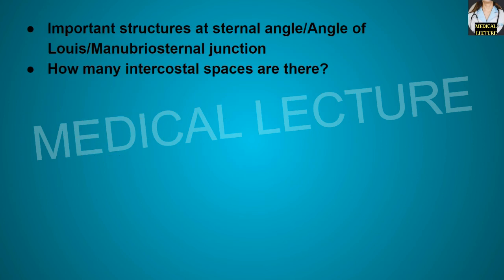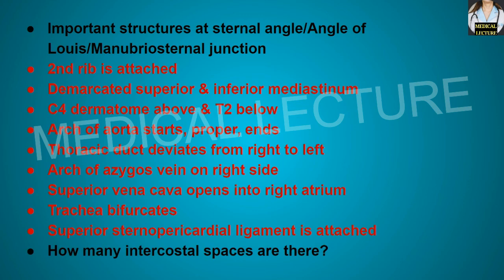Which important structures are present at the sternal angle or the angle of Louis or the manubriosternal junction? First of all, second rib is attached over here. Demarcates superior and the inferior mediastina. C4 dermatome above and T2 below is present. Arch of aorta starts and ends over here. Thoracic duct deviates from the right to left. Arch of azygos vein on the right side is present. Superior vena cava opens into right atrium. Trachea bifurcates over here. And the superior sternopericardial ligament is attached over here.